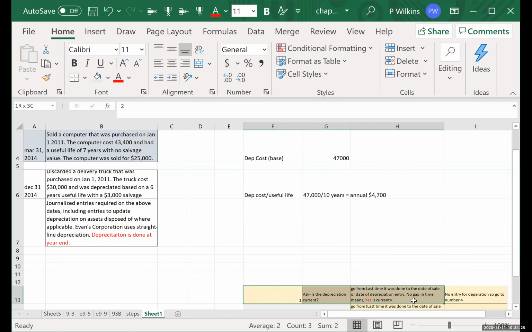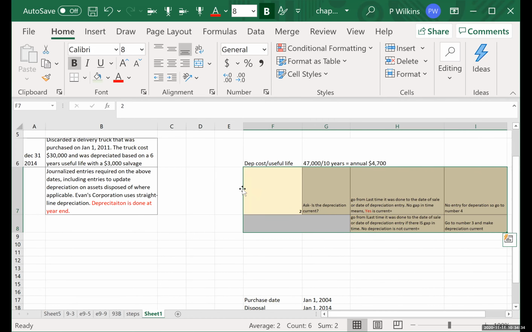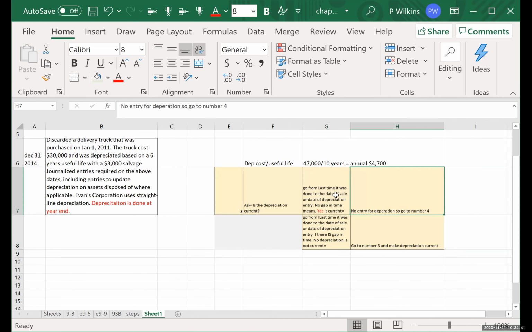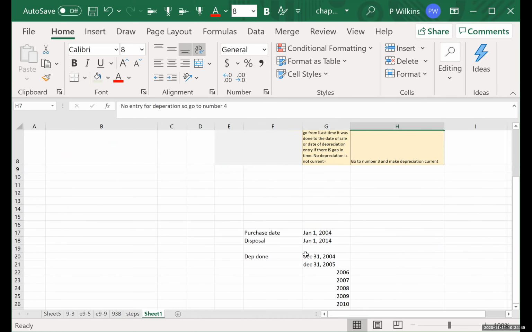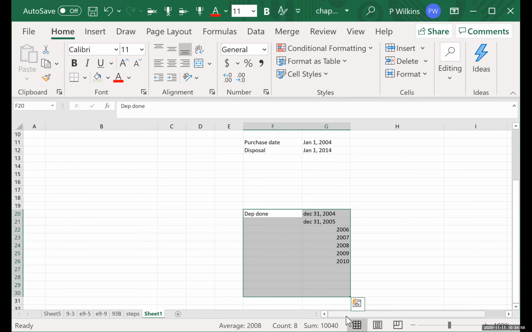The next step you're going to do is come down to the part, step two, that I took over from the other sheet, and you're going to be asking yourself, is the depreciation current? So you're going to go from the last time it was done to the date of sale. If there's no gap in time, it's current. If there is a gap in time, you have to bring it current. And this is the way that you're going to figure out if there's a gap in time or not. Okay. So I'm going to take all this out here.